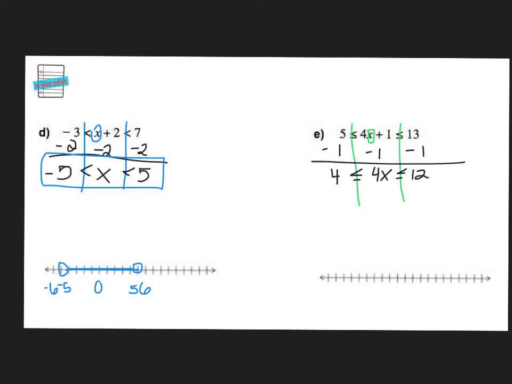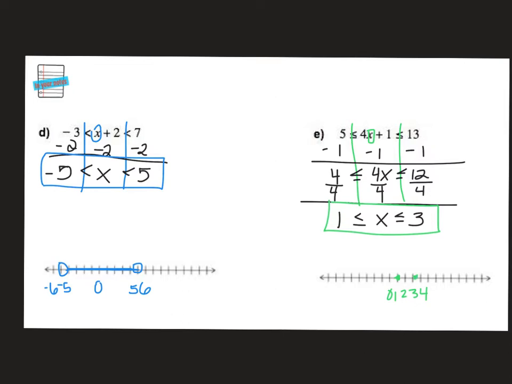Now x is still not by itself. We need to get rid of a times 4 by dividing by 4 in all 3 places. So we'll have 1 is less than or equal to x is less than or equal to 3. So let's put 1 on the number line. We'll go 0, 1, 2, 3, 4. Close dot on 1, close dot on 3, and we want all the numbers between these 2 dots.